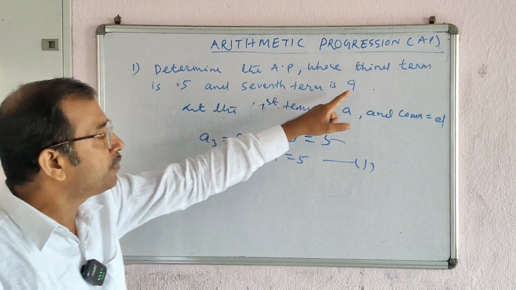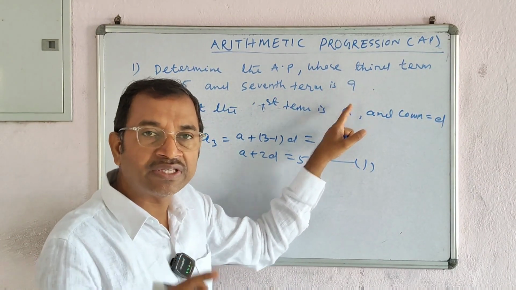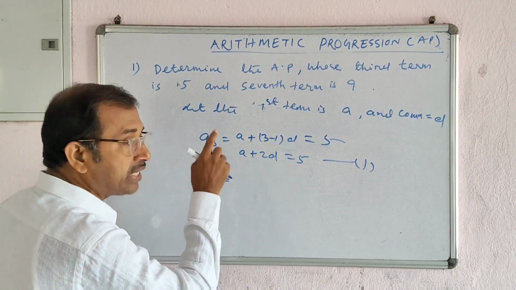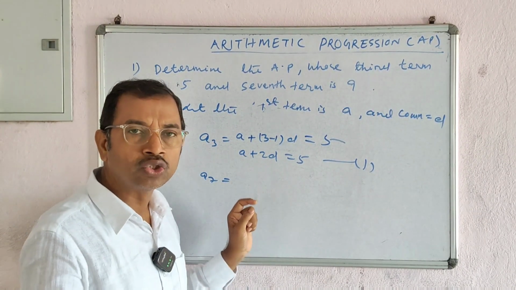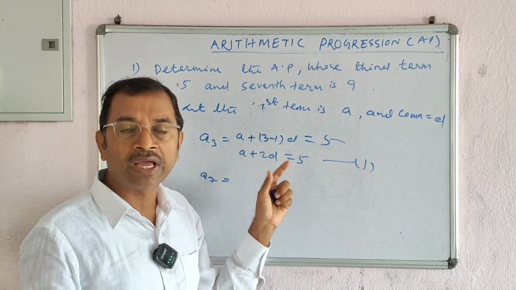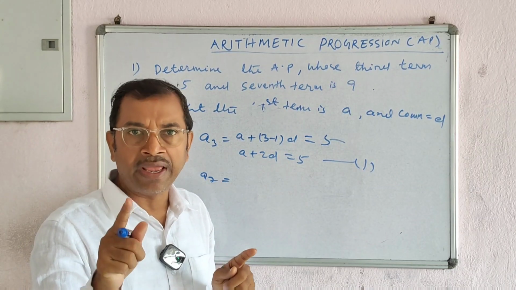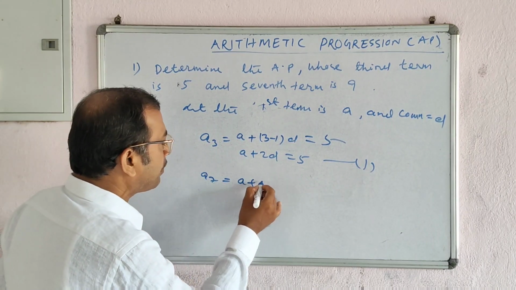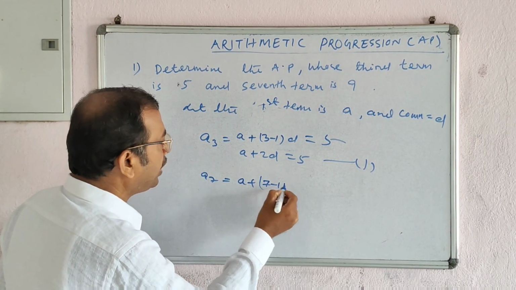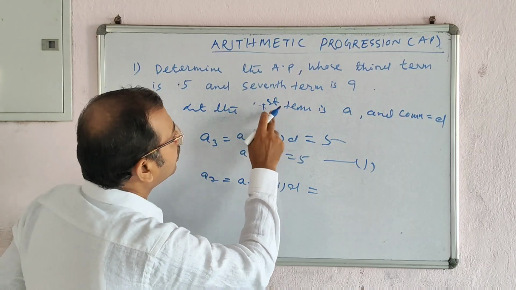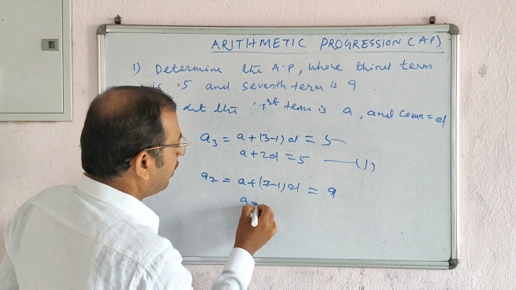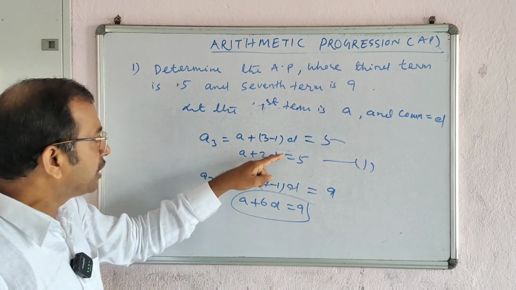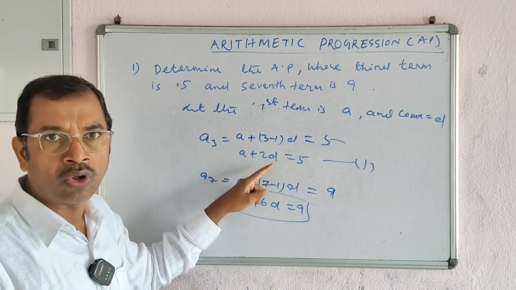Similarly, seventh term is given 9. How to find the seventh term? See, a7. Instead of n, you can put 7. Any term when you find, you follow the general term. General term क्या होता है? an equal to a plus n minus 1 into d. So seventh term a plus 7 minus 1 into d. That is given what? 9. So a plus 6d equal to 9. This is another equation.